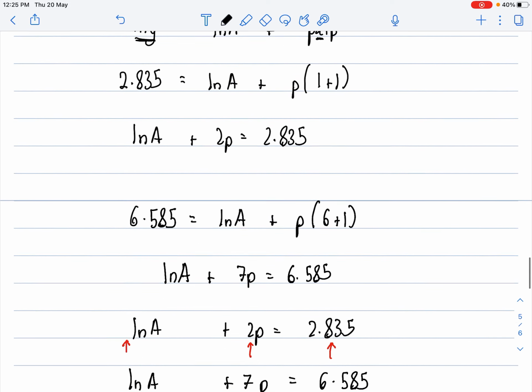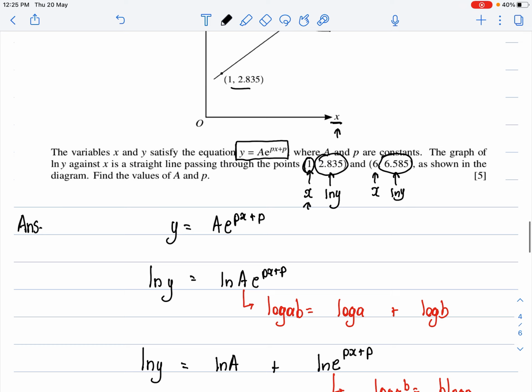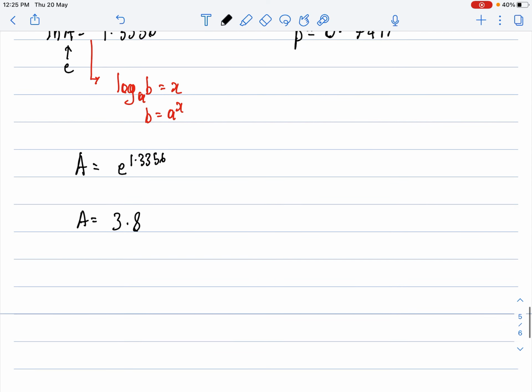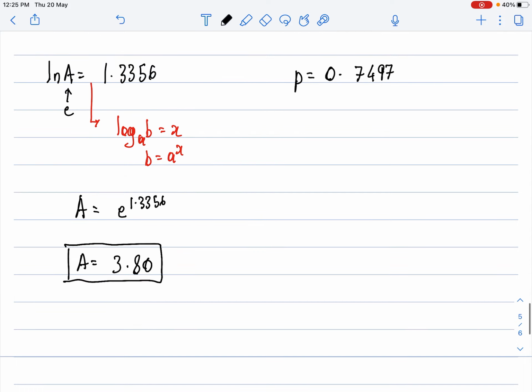Okay, they have asked us to write this basically. They have just asked us to give two values. No degree of specification is asked. So 3.80 here, and P to three significant figures, 0.750, which I can write like this. So these are my two values for A and P.